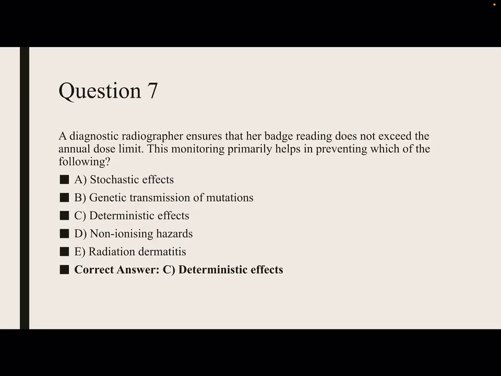Question 7. A diagnostic radiographer ensures that her badge reading does not exceed the annual dose limit. This monitoring primarily helps in preventing which of the following? A. Stochastic effects. B. Genetic transmission of mutations. C. Deterministic effects. D. Non-ionizing hazards. E. Radiation dermatitis. The correct answer is C. Deterministic effects.